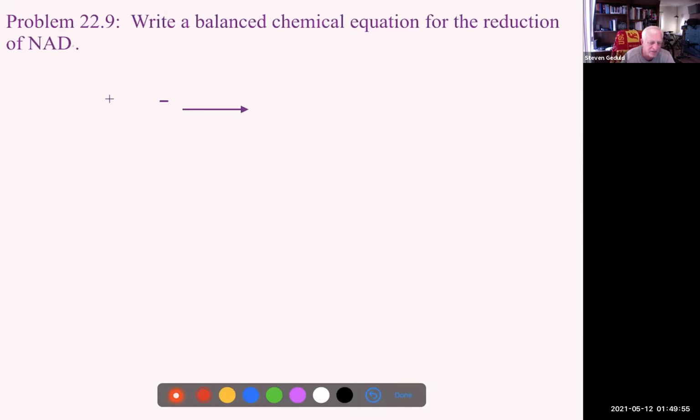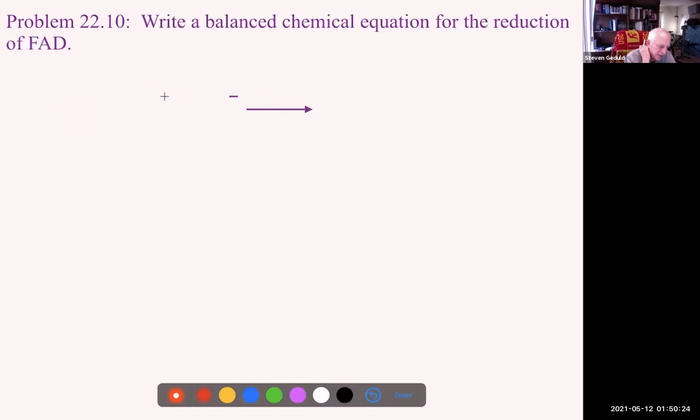Write a balanced equation for the reduction of NAD. Remember, NAD goes to NADH. Okay. So you get NAD plus, plus H minus, which is a proton with an extra hydrogen with 2 electrons, goes to NADH. There's your balanced chemical equation for the reduction of NAD plus. Should be a plus sign right there. Okay, so there's your balanced equation.